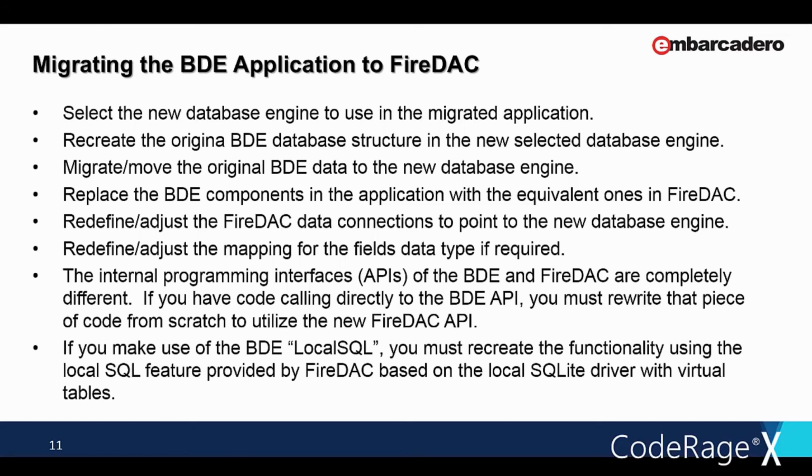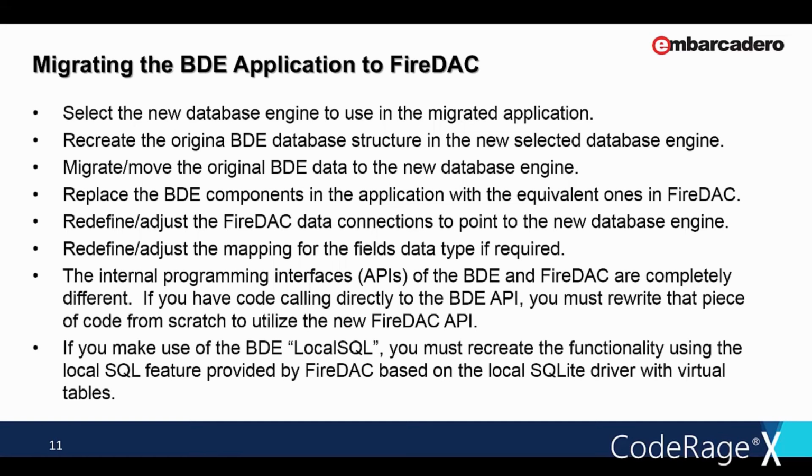So these are the steps you must follow to migrate a BDE application to FireDAC. First, you must select the new database engine to be used in the migrated application. For that, you can use the previous table as a guide. Then you must recreate the original BDE database structure in the newly selected database engine. Then you have to migrate or move the original BDE data to the new database engine. Later, you have to replace the BDE components in your original application with the equivalent ones in FireDAC. Later, you must redefine or adjust the FireDAC data connections to point to the new database engine. Then, you redefine or adjust the mapping for the field data types if required.